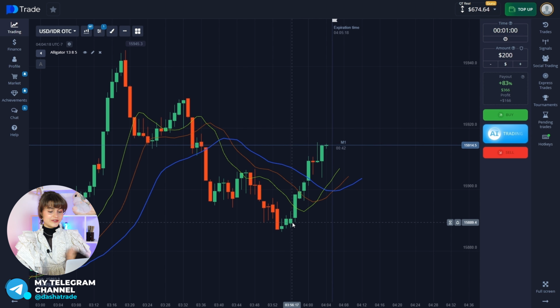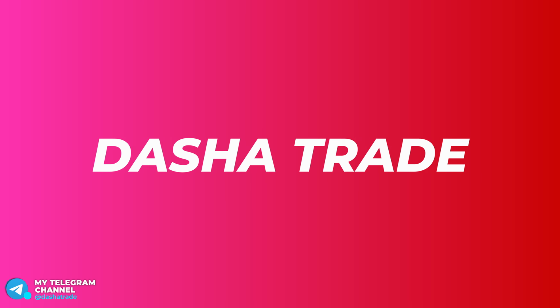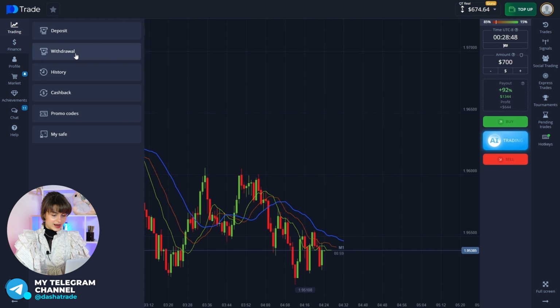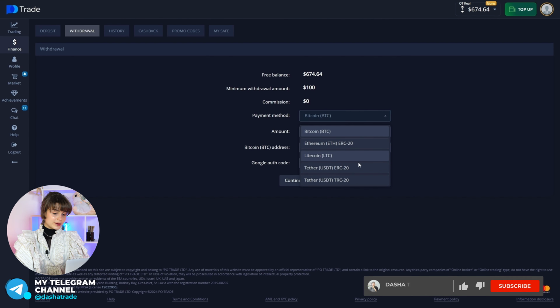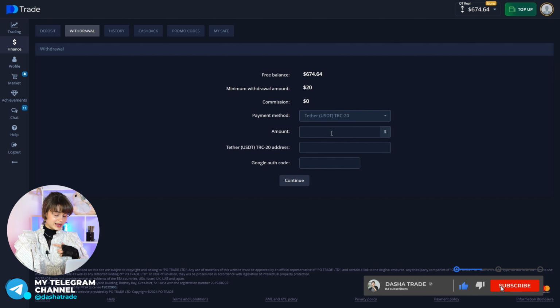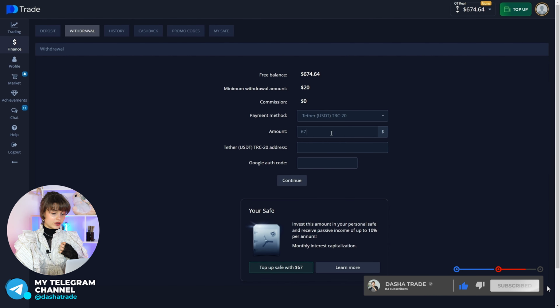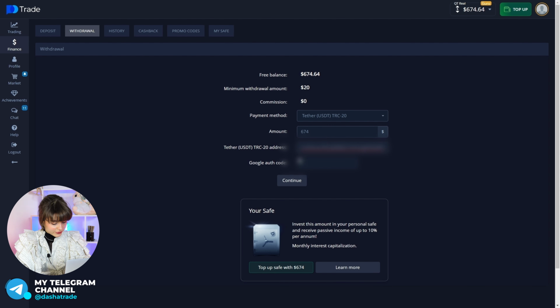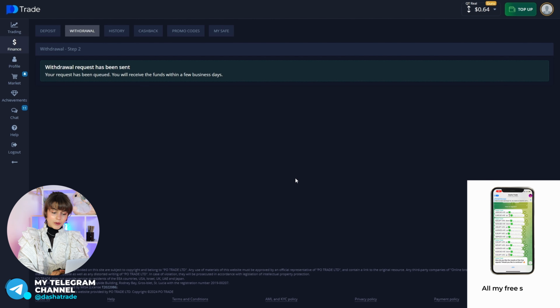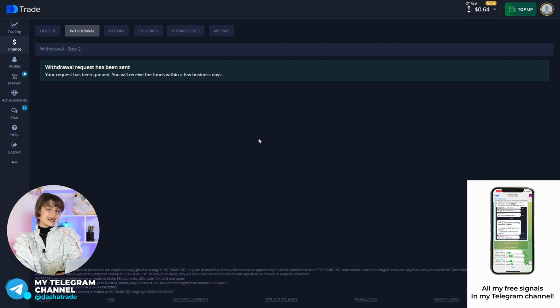And now let's move to my favorite part, withdrawal. So to withdraw, we move to the Finance panel, click Withdrawal, then we choose the payment method. As for me, it's cryptocurrency. We fill in the sum of withdrawal. For me, it's $674. Fill in the wallet address, and finally, the confirmation code. We click Continue. Our withdrawal request has been sent.